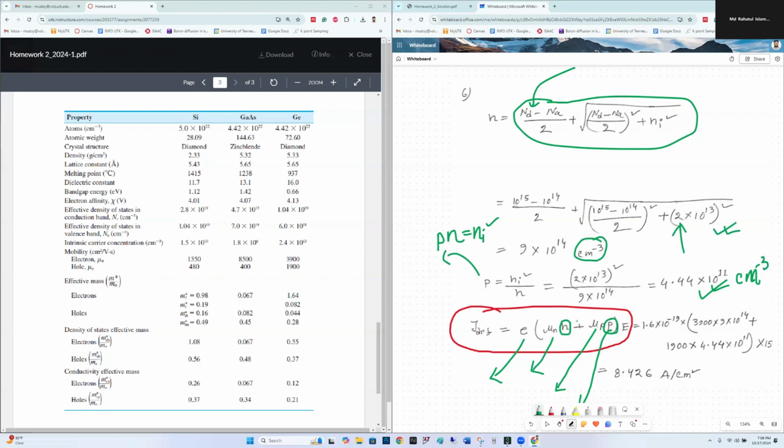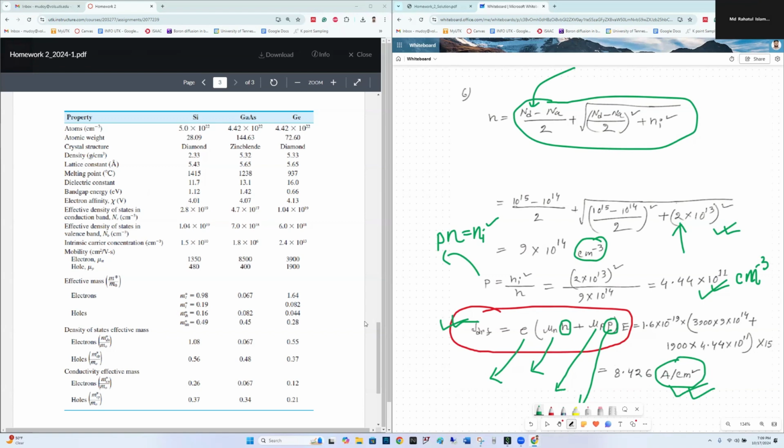So we have N, we have P, and we have all the required parameter values to plug into this equation, and you will get the current density value right here. If in this equation you insert the concentration values in per centimeter cube, then you will get the answer in ampere per centimeter square. Keep in mind that this is the unit for current density, the ampere per area, so the area unit will be centimeter square.